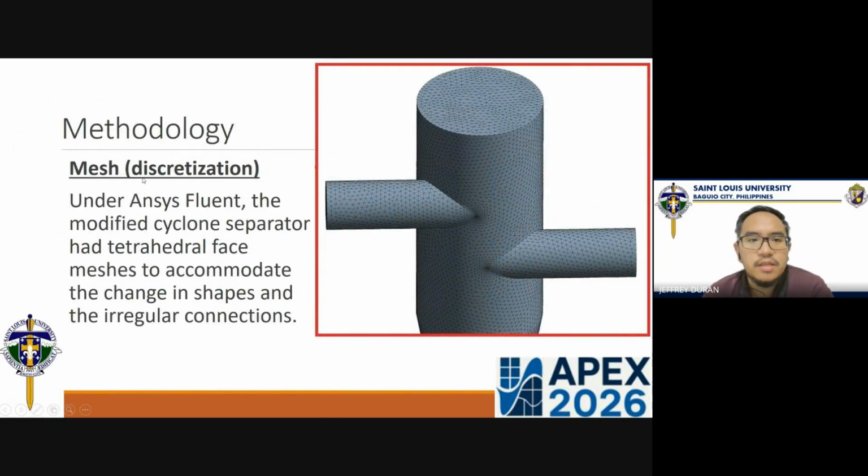Furthermore, for the mesh or the discretization in our study, we have used tetrahedral mesh to accommodate the irregular connections within the boundary of our cyclone separator. If you could notice, there are no regular square or rectangular shapes in our design due to the irregular shapes in our cyclone separator volume.